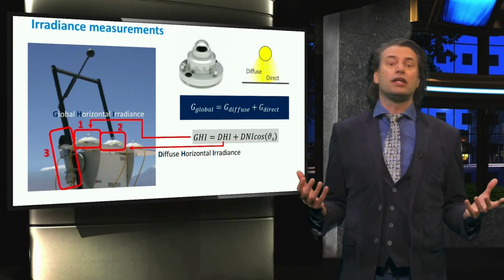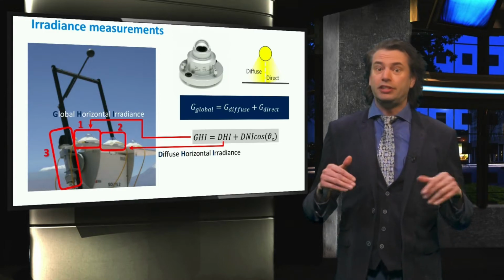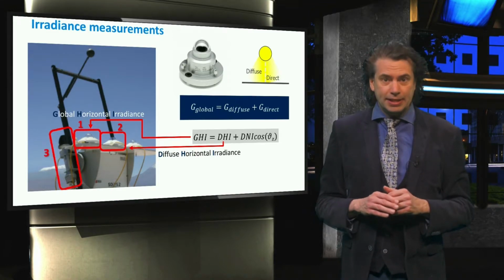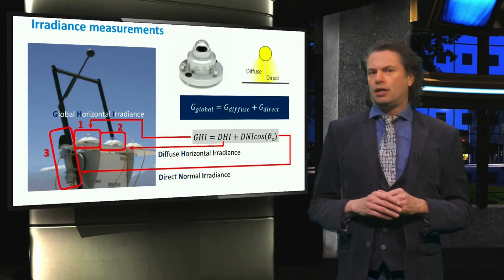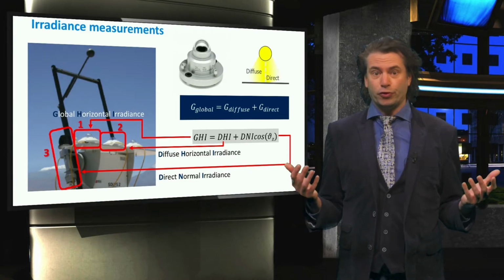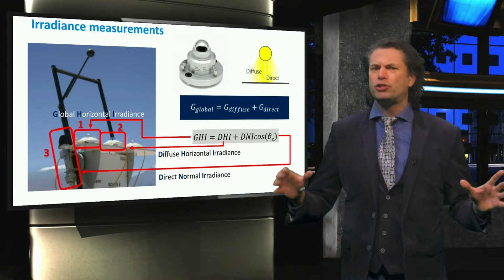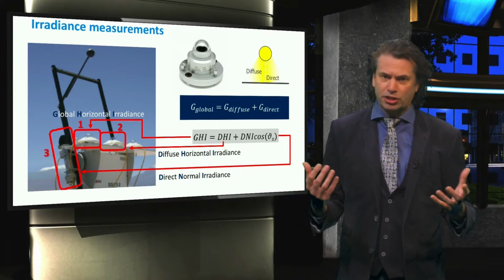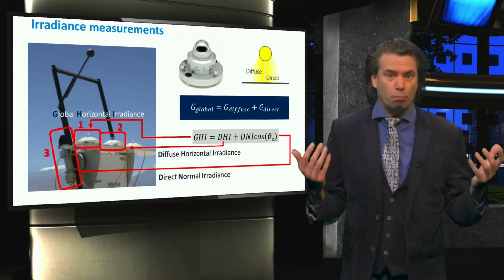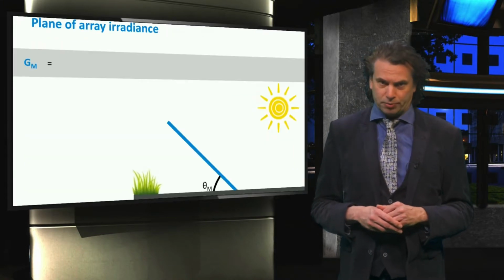Remember that to calculate the direct horizontal irradiance, we must take into account the effect of the solar zenith angle. The irradiance received by the surface of a PV module, usually referred to as the plane of array irradiance, can be determined using the irradiance measurements and a transposition model. The plane of array irradiance has three components.